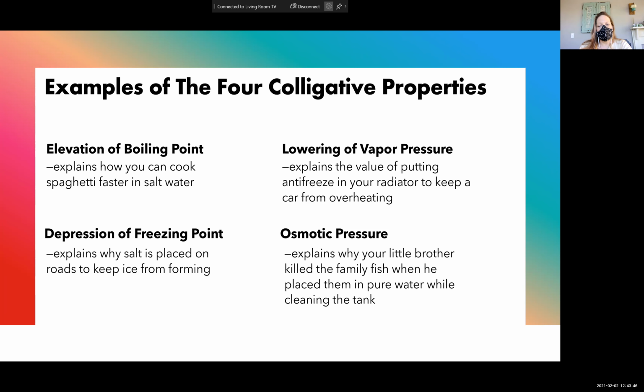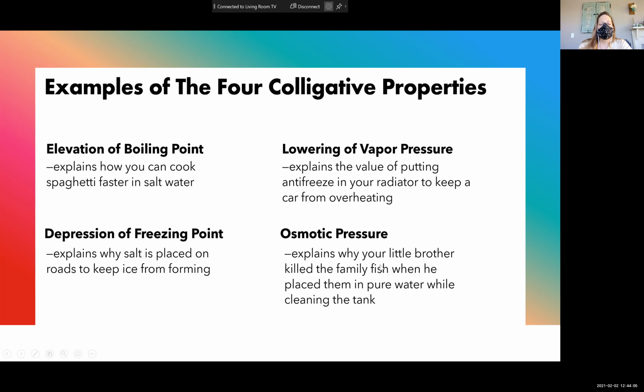So I love this one. It says it explains why your little brother killed the family fish when he placed them in pure water while cleaning the tank. Exactly. Okay, so that was one of the temperature. Uh-oh, what did you find now? Just looking. You really want brownies. The suspense is real. I know. You gotta know.